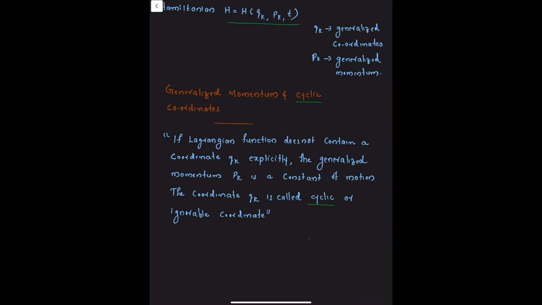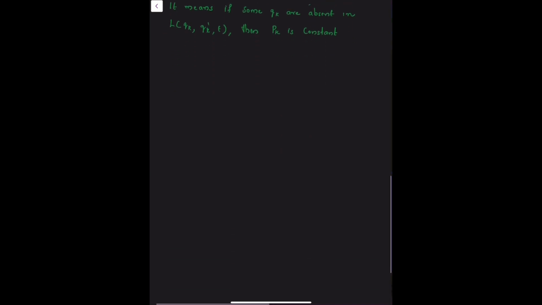That is, if the Lagrangian function does not contain a coordinate q k, then the corresponding momentum is a constant. Then that coordinate is called a cyclic. Now it means that if some q k are absent in the Lagrangian, how can we write Lagrangian, it is q k, q k dot, t, and out of this q k, if a particular q k is absent in the Lagrangian, then the momentum corresponding to that missing coordinate is a constant, that is p k is constant. If it happens, then that coordinate which is absent in the Lagrangian is called cyclic coordinate.